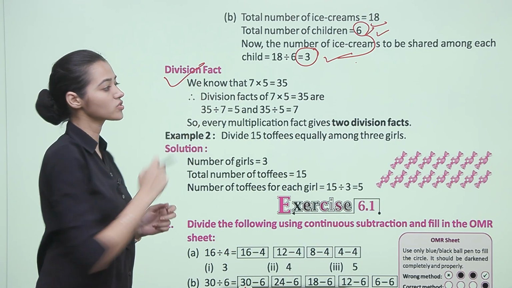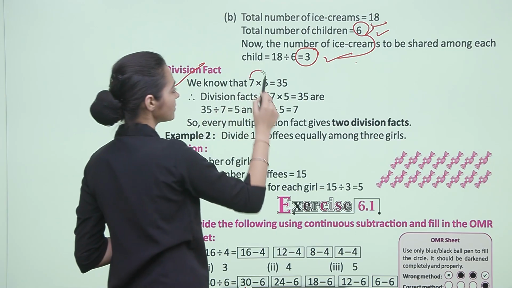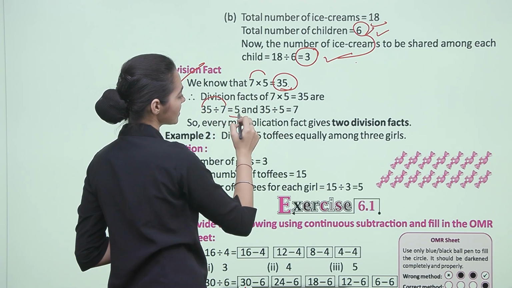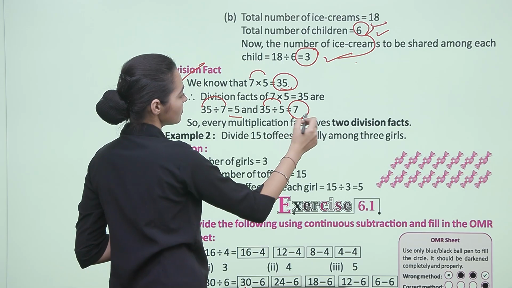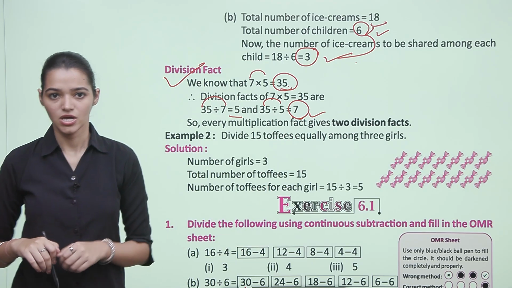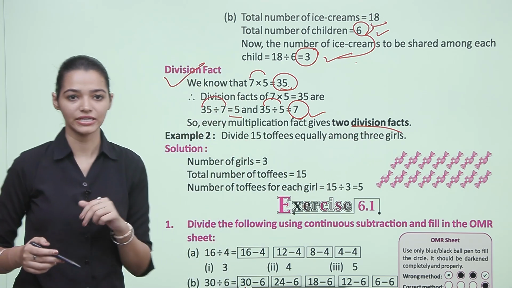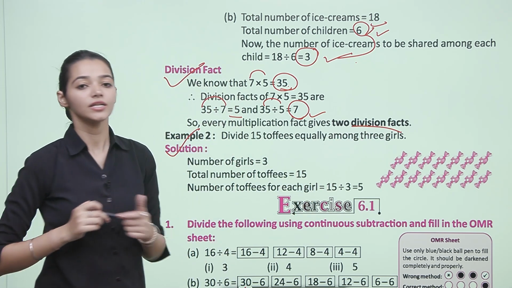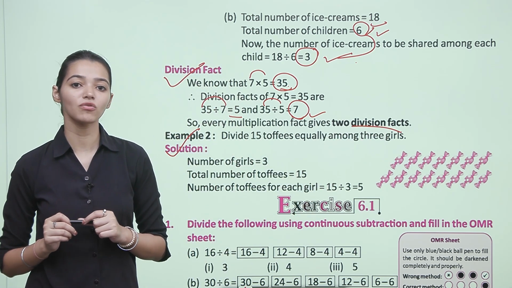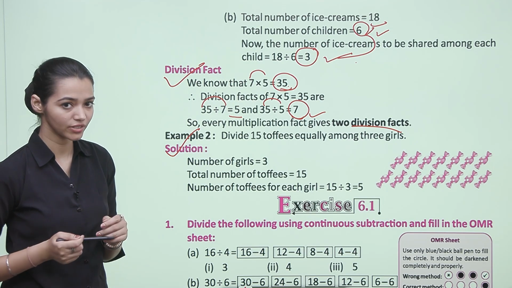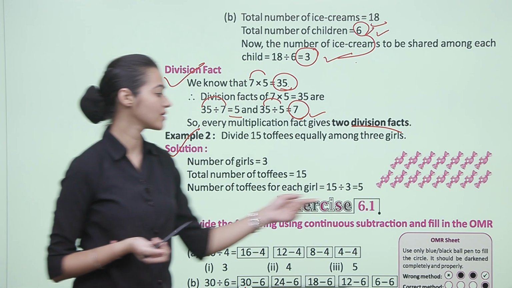Now here is a quick division fact, that 7 5s are 35 and division facts of this are 35 divided by 7 is 5 and 35 divided by 5 is 7. So every multiplication fact has 2 division facts. Now let's look at example number 2. Divide 15 toffees equally among 3 girls. Number of girls is 3. Total number of toffees is 15. Number of toffees for each girl is 5.